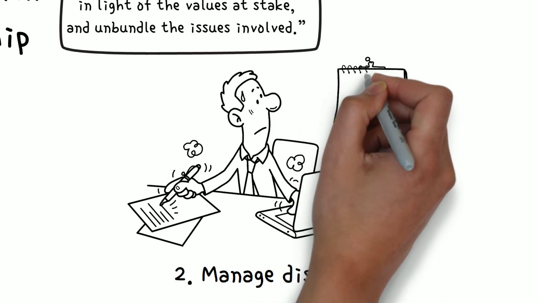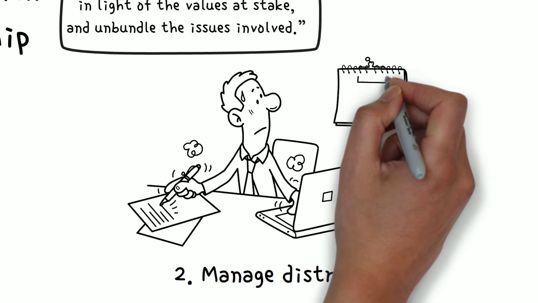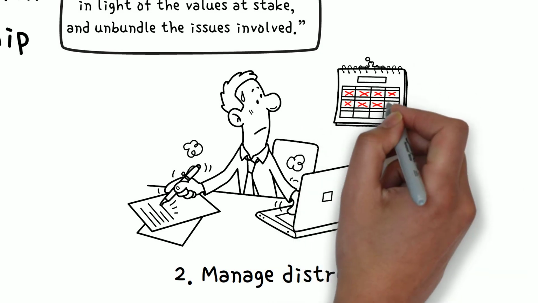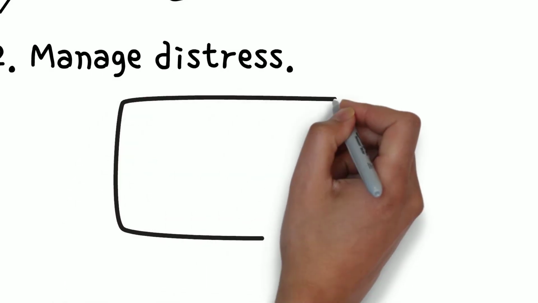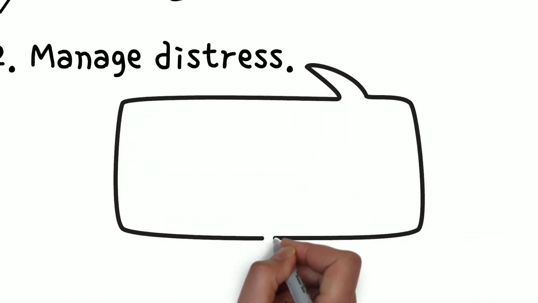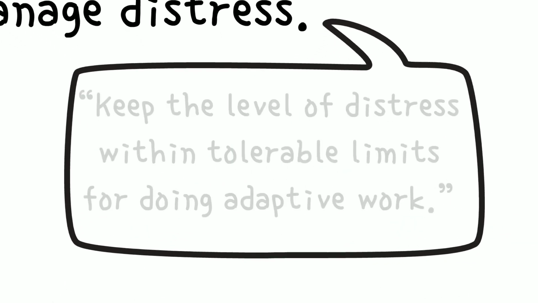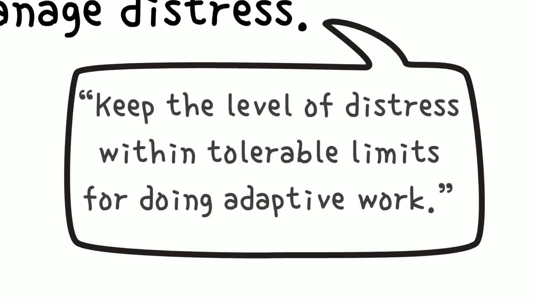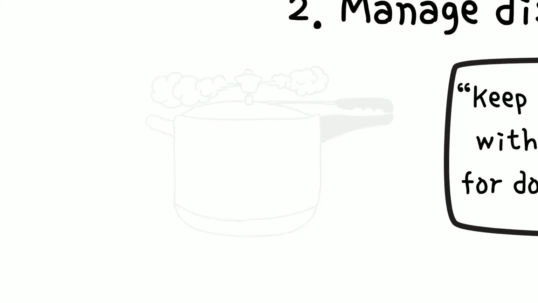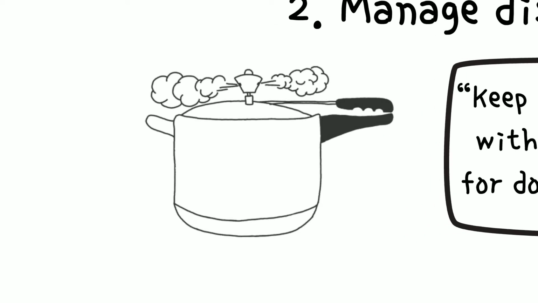Therefore, the leader must keep casting the vision and assessing the workforce in how they are adapting. It requires judgment to set the right pace for change. Here, Heifetz says to keep the level of distress within tolerable limits for doing adaptive work. Heifetz uses a pressure cooker analogy. The leader aims to keep the pressure up without allowing the vessel to blow up.